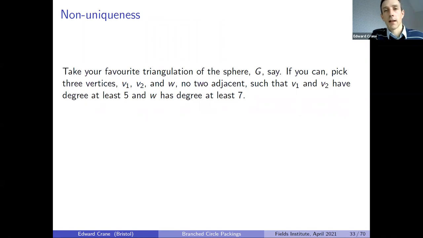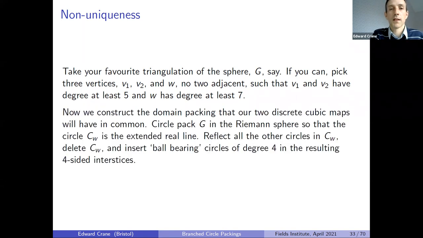So you can take your favorite triangulation of the sphere, pick a couple of vertices V1 and V2 with degree at least 5, and another one W with degree at least 7. And then there's a couple of things that you can do to build from that a new spherical triangulation. What we're going to do is reflect this complex in the circle representing W, and then fix the complex up. At that point, it's going to have some degree 4 faces. We're just going to insert an extra vertex in the middle of each of those faces.